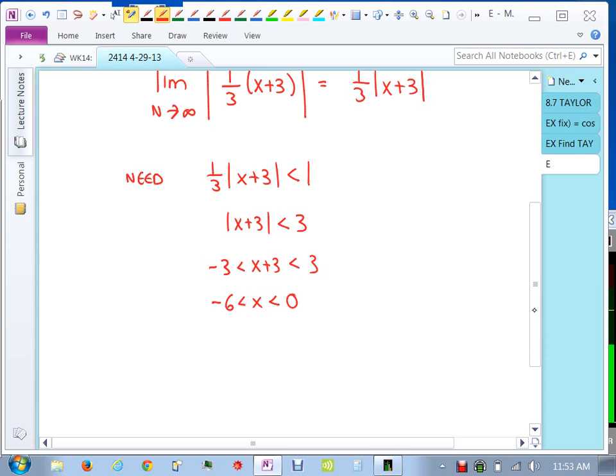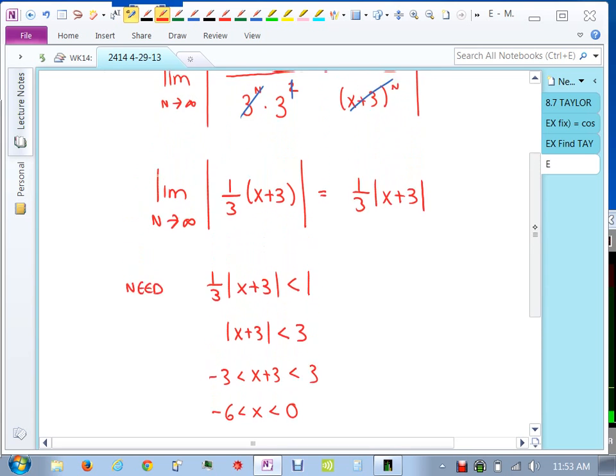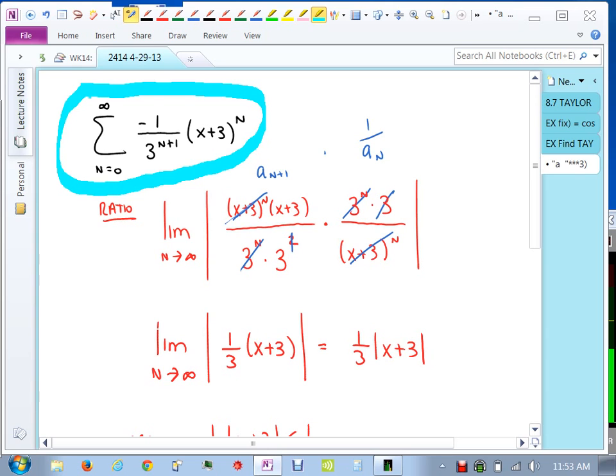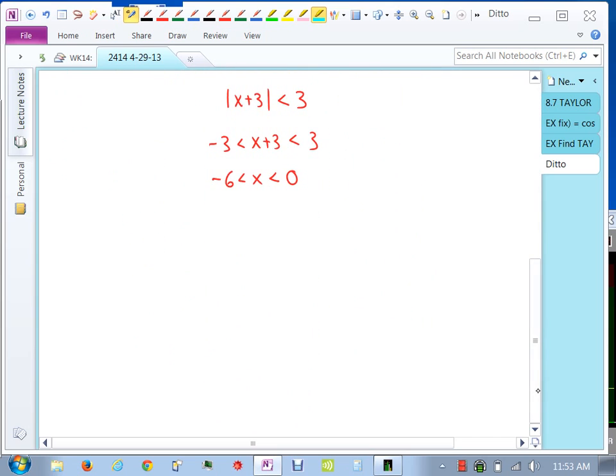What this says, though, and this is pretty important, is that the series we found is our answer, right? Which is right here. This series can be used to approximate that function as long as we are looking between -6 and 0. So if I want to look at that function, 1 over x, between -6 and 0, I can use the series we found to approximate it.